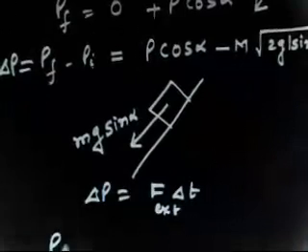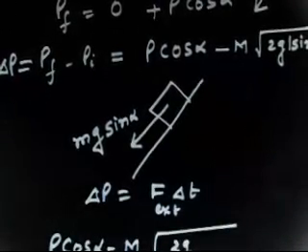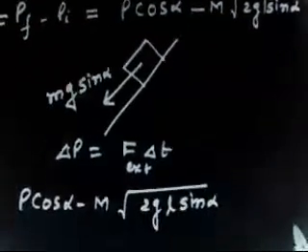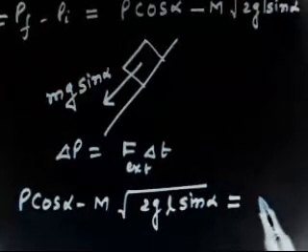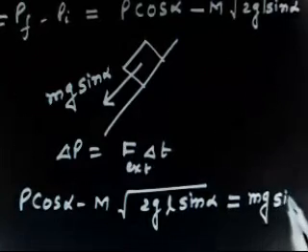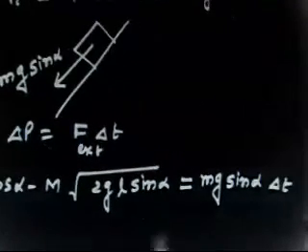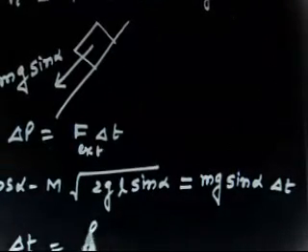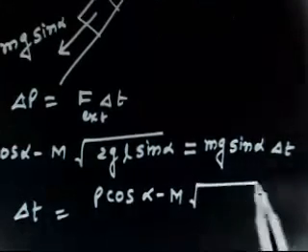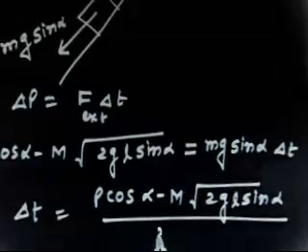So dp is p cos alpha minus m under root 2gl sine alpha, equal to F external into dt. F external is mg sine alpha, into delta t. So the duration of the shot can be found from here. So dt will be simply p cos alpha minus m under root 2gl sine alpha, divided by mg sine alpha.